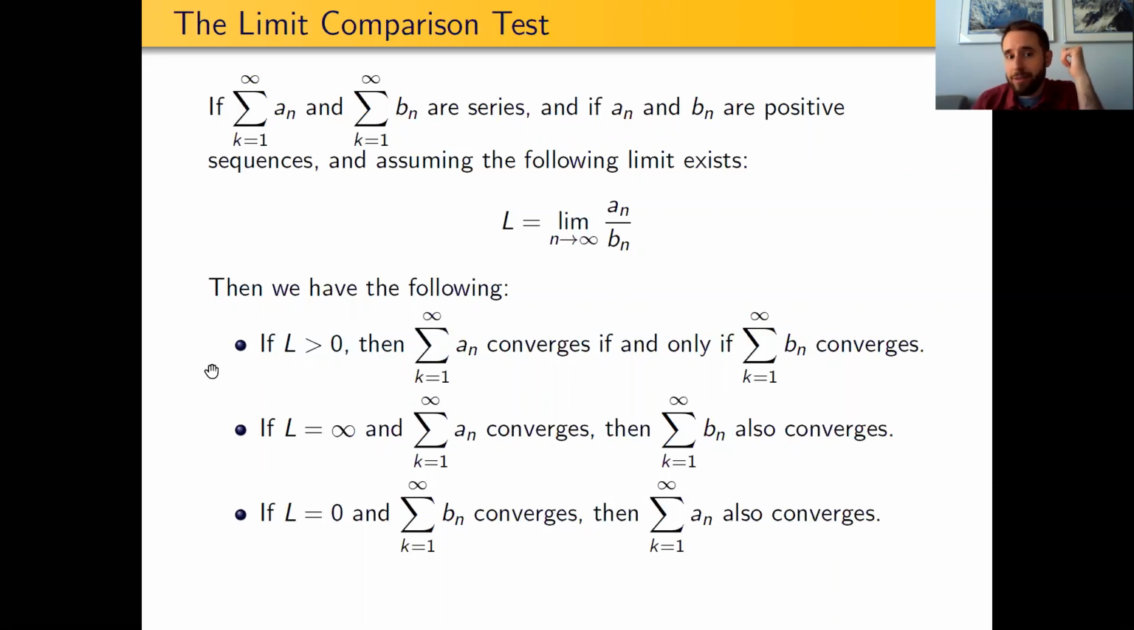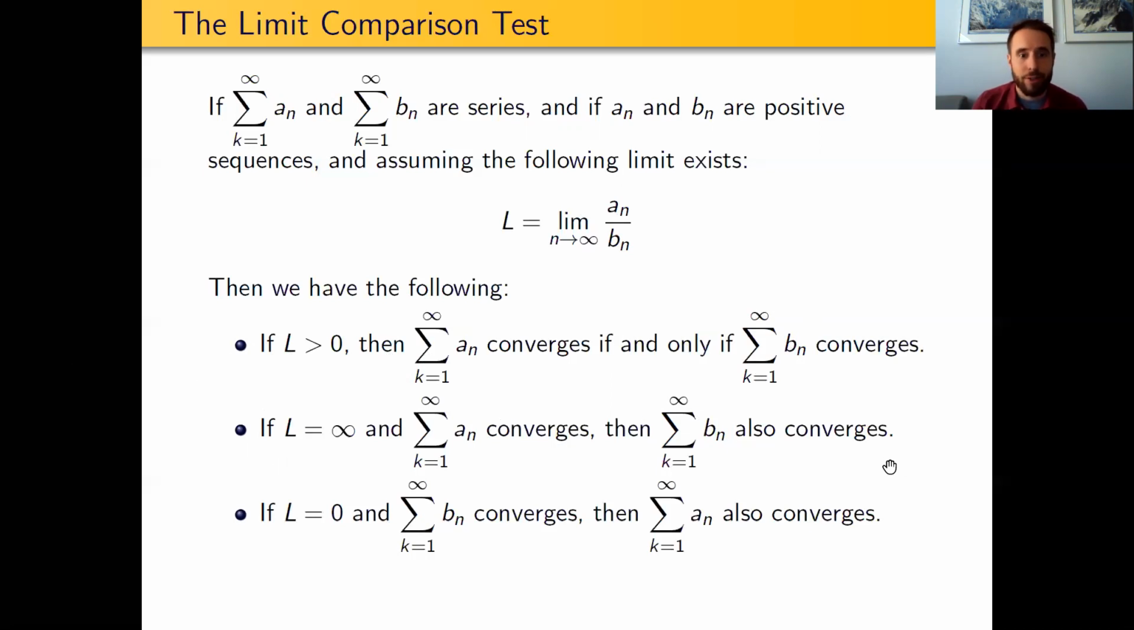If that limit is a positive but finite number, then both a sub n and b sub n, they either both converge or they both diverge, right? And one will converge if and only if the other converges. So if that limit L is a finite positive number, then a sub n and b sub n will either both converge or both diverge. If L is equal to infinity, that means that the a sub n's are staying far bigger than the b sub n's. And that will mean that if a sub n the series converges, then b sub n, the series, will also converge.